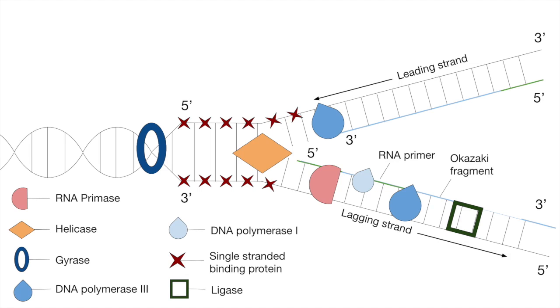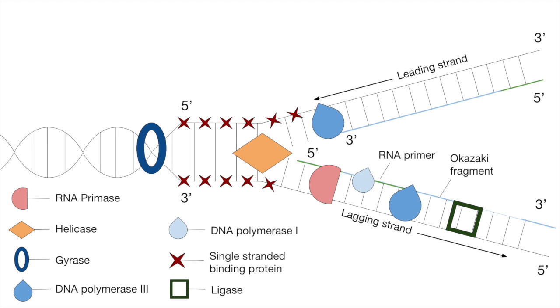Okazaki fragments are the fragmented pieces of DNA that are replicated on the lagging strand of DNA due to DNA polymerase III only being able to replicate in the 5' to 3' direction by adding to the 3' end of the existing DNA strand. Because the lagging strand is in the 3' to 5' direction, DNA polymerase III has to jump backward in order to replicate pieces of DNA in the correct direction.